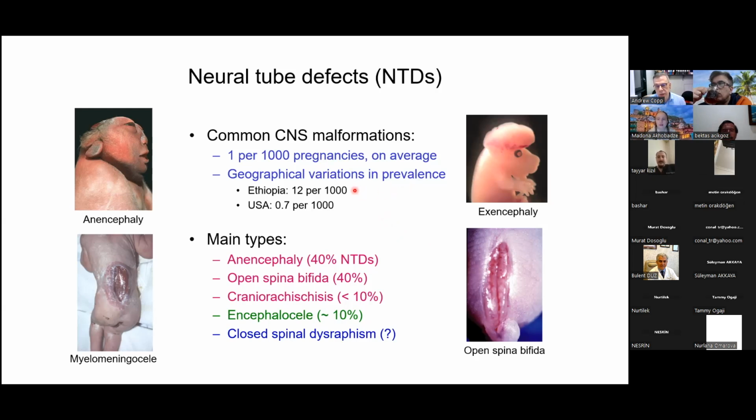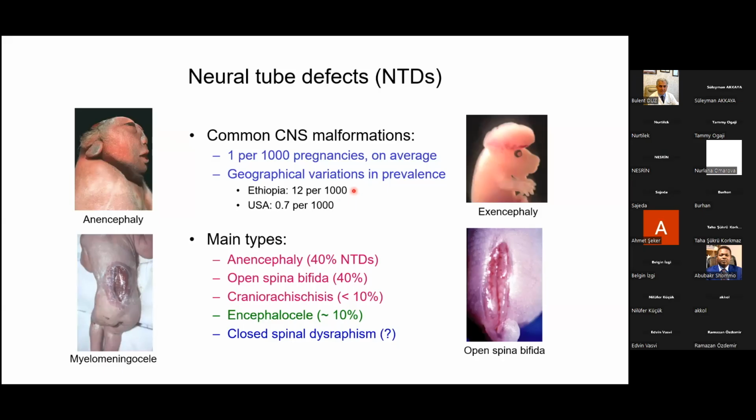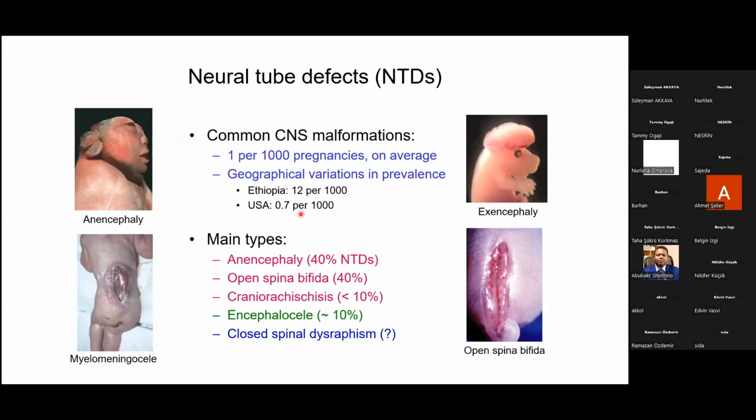So, for example, in Ethiopia, where I'm currently doing a collaborative project with investigators in that country, the frequency is more than 10 times higher than the world average. So over 1% of pregnancies affected by neural tube defects there. Whereas, say, in the United States at the moment, the frequency is below the 1 in 1,000. In the UK, it's roughly 1.2 per 1,000 at the moment.